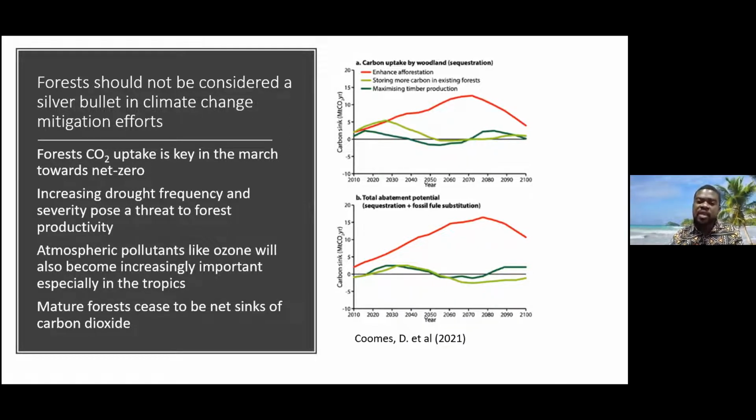We heard last Friday, as part of this webinar series, about how plants can actually put carbon dioxide back into the atmosphere. And so mature forests have been found to cease to be net sinks of carbon dioxide. So eventually, even if we plant all the forests, unless we manage these forests over time, they could actually stop being net sinks of carbon dioxide. And therefore, as I have said, there's a need for other measures beyond just afforestation or planting more forest.